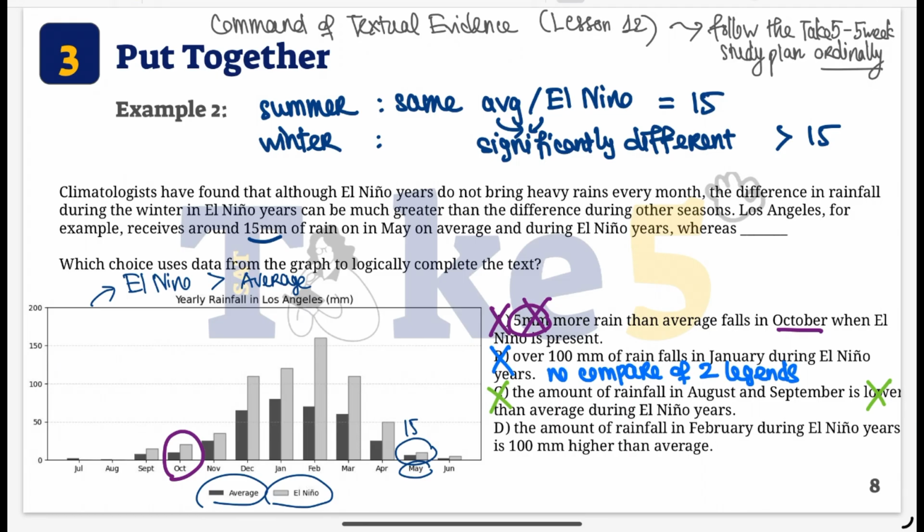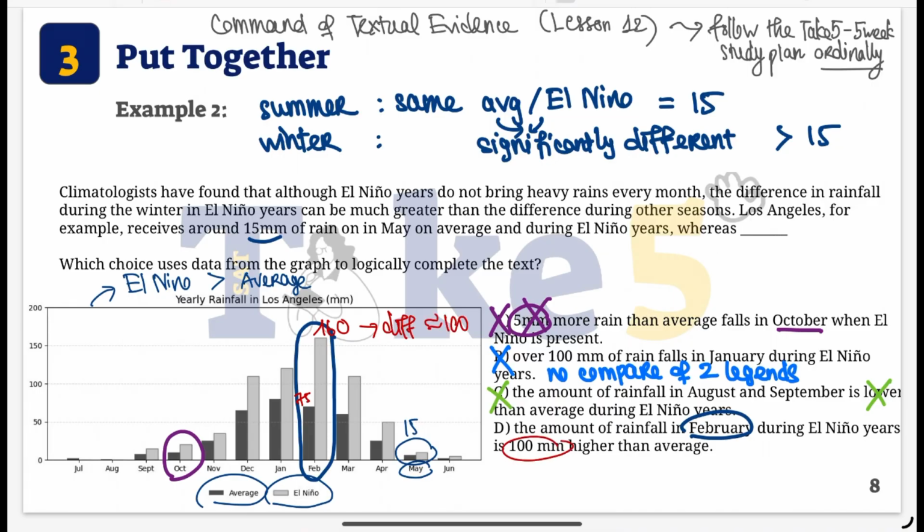We are left with D, which cites an example of a winter month, February. Checking this month's data presented in the graph, this is a correct winter month in which El Nino rainfall is much higher than the average. We can also see that the average column shows a value around 75 and the El Nino column is around 160. So the difference is roughly 100 millimeters, just like the answer.